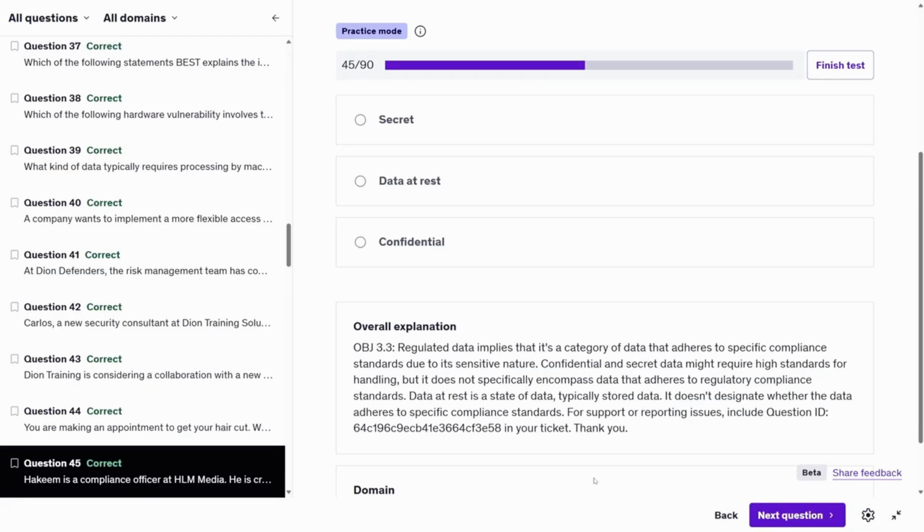Regulated data implies that it's a category of data that adheres to specific compliance standards due to its sensitive nature. Confidential and secret data might require high standards for handling, but it does not specifically encompass data that adheres to regulatory compliance standards. Data at rest is a state of data, typically stored data. It doesn't designate whether the data adheres to specific compliance standards.